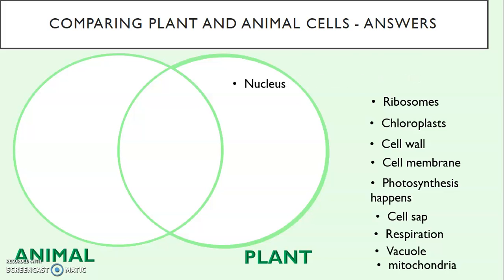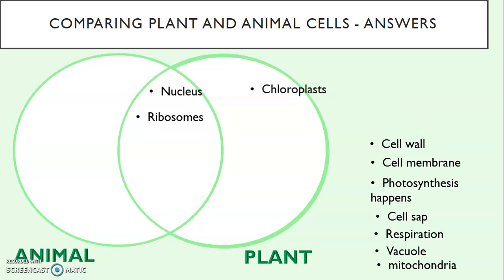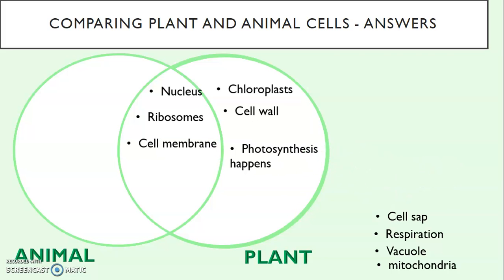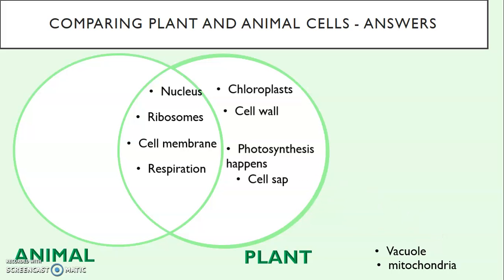So the nucleus is in both plant and animal, as are ribosomes. Chloroplast, just in a plant. Cell wall, just in a plant. Cell membrane is both. Photosynthesis is a plant. Cell sap is a plant. Respiration is both. Vacuole is the plant. And then mitochondria is both.